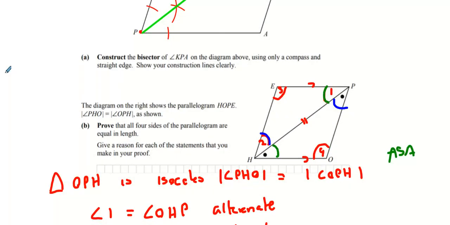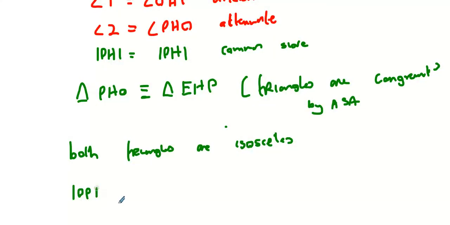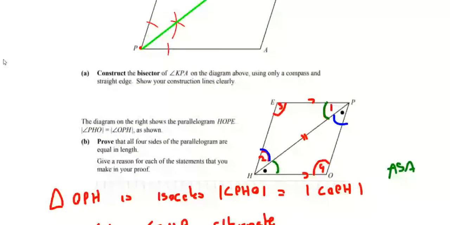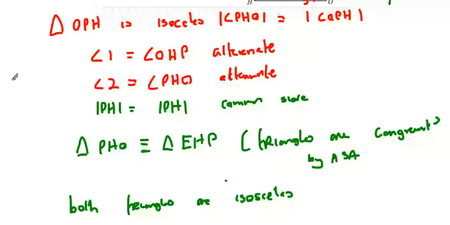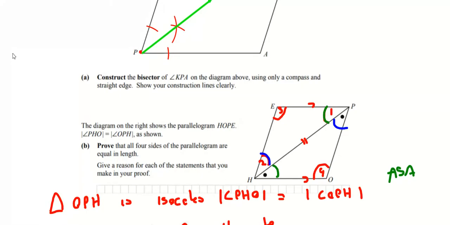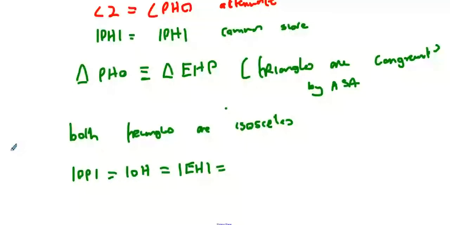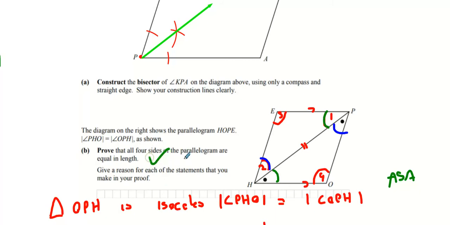So basically, OP equals OH. OP equals OH. And OH in turn equals EH. And EH in turn, and HO equals EP. Okay. Prove that all four sides of the parallelogram are equal in length. Okay, perfect. Did that.